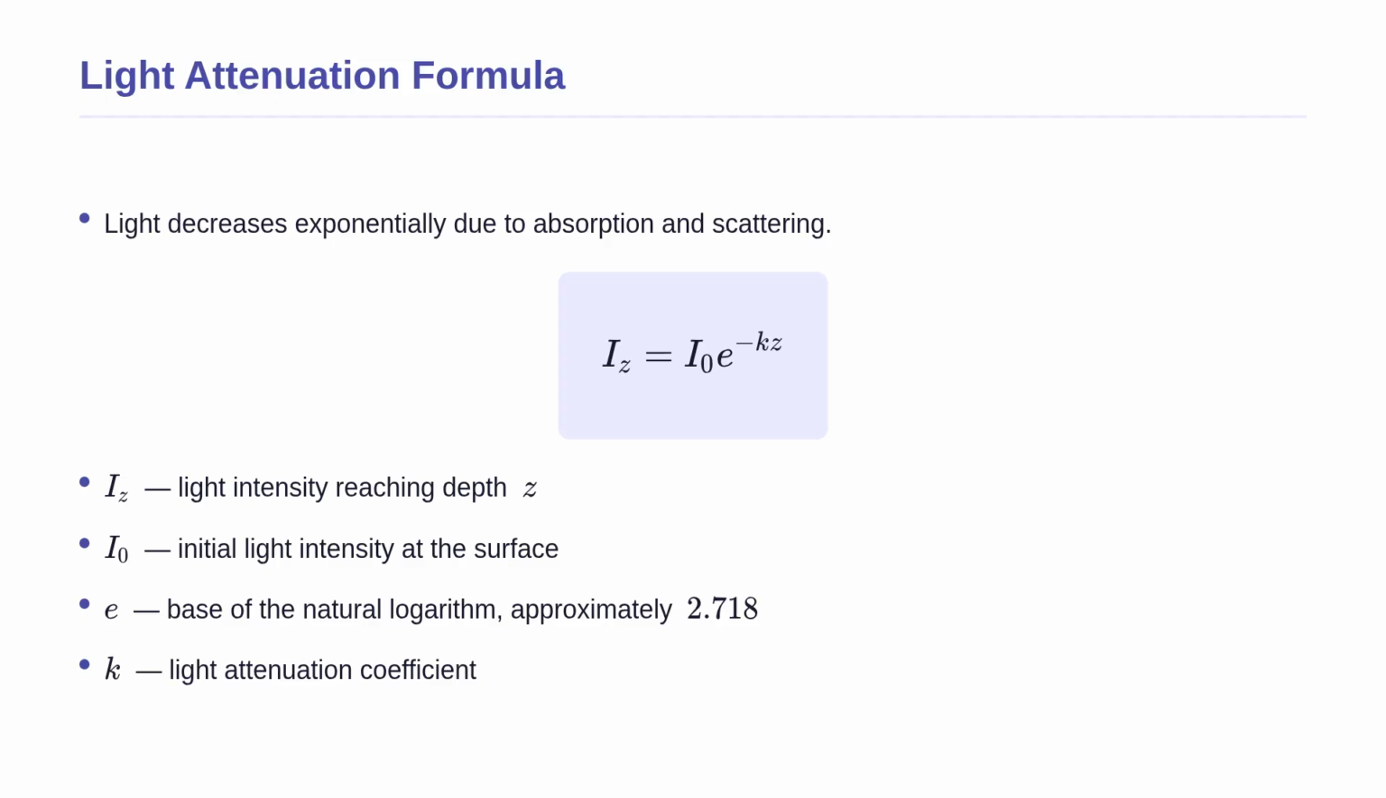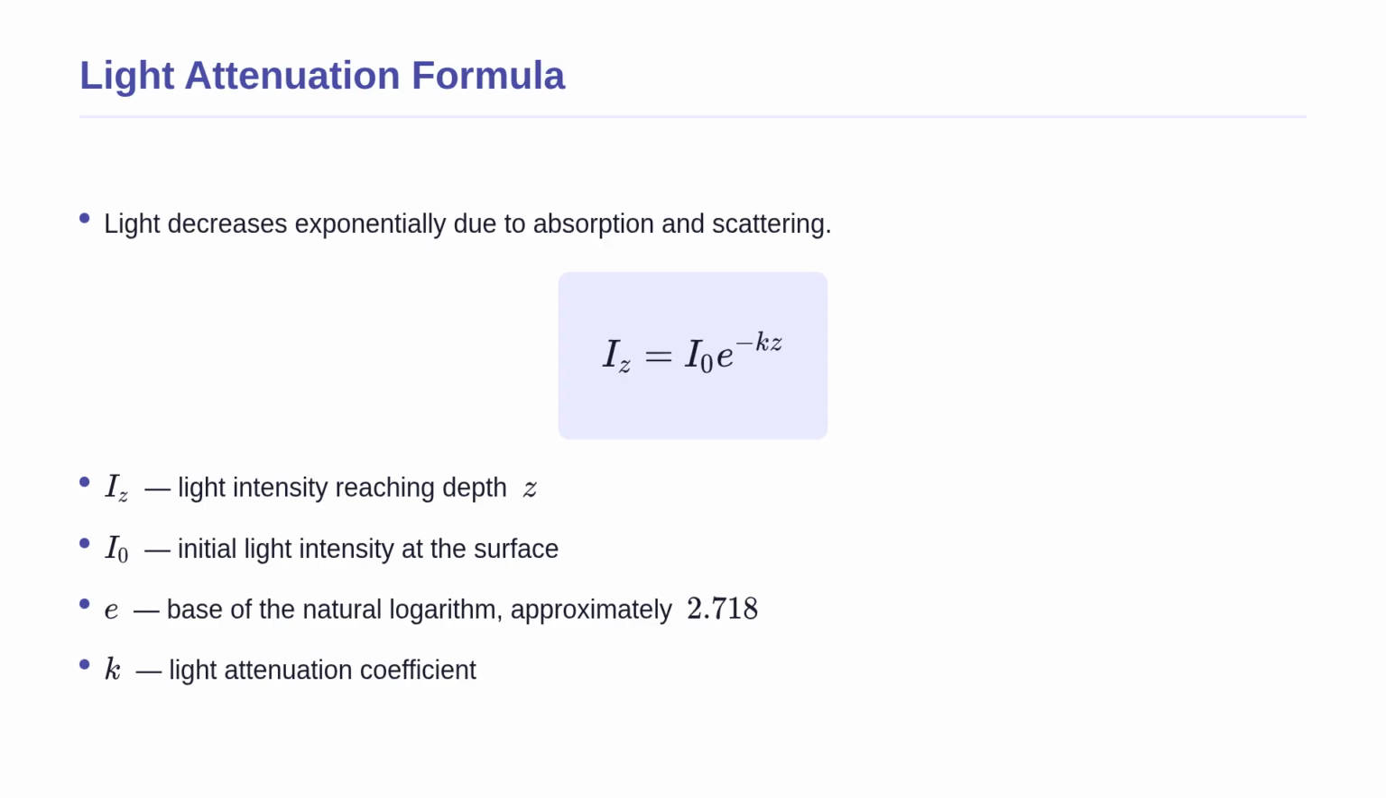Moving from pressure to our second major physical challenge, we must look at sunlight. The availability of light determines whether plants and algae can grow on the bottom. We model this using the Beer-Lambert law for light attenuation. Conceptually, this formula states that light decreases exponentially as you go deeper because the water absorbs and scatters the photons.